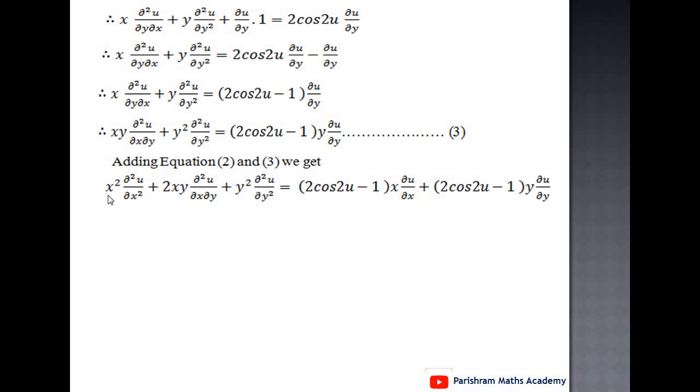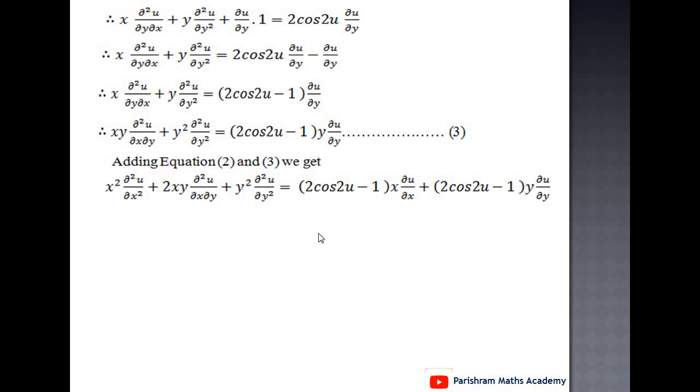Then adding equation number 2 and 3, we get the first term of the left hand side of equation number 2, which is x² into ∂²u/∂x². The second term of equation number 2 and the first term of equation number 3 are both the same, and therefore 2xy into ∂²u/∂x∂y, plus y² into ∂²u/∂y², equal to the right hand side of equation number 2, which is 2 cos 2u minus 1 into x into ∂u/∂x, plus from equation number 3 the right hand side is 2 cos 2u minus 1 into y into ∂u/∂y.